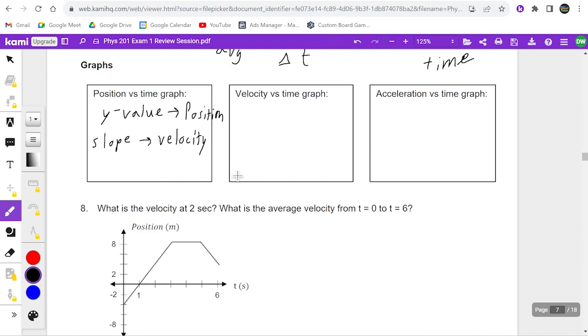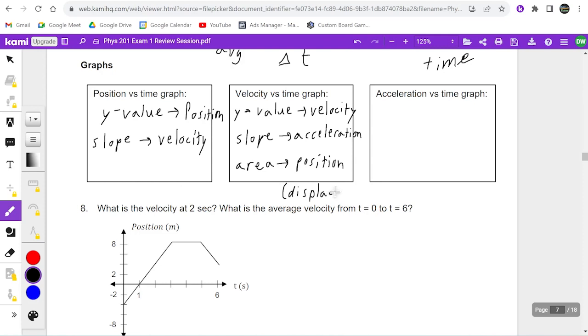If you're given a velocity versus time graph, then the y value is actually your velocity, and that makes sense because it's the velocity graph. Your slope is the acceleration. And if you want to go back to position, that's when you use the area. You probably remember doing some area, but you don't know why. It's because you're finding the position. Actually, I'm going to change position just slightly, or at least if you want to write below, displacement, because that's really what it is. It's the change in position.